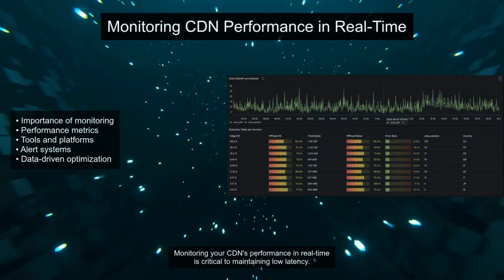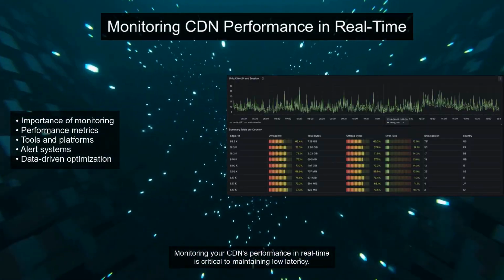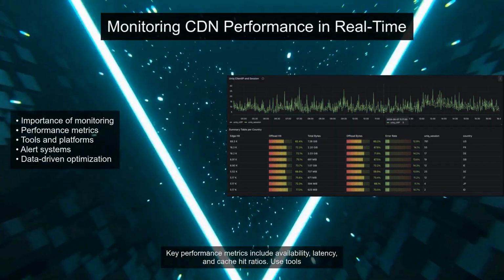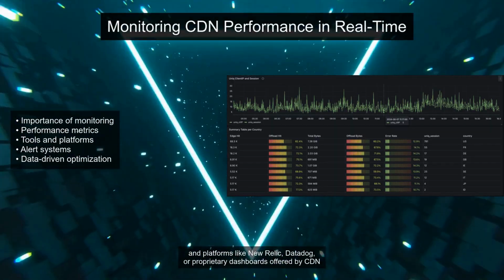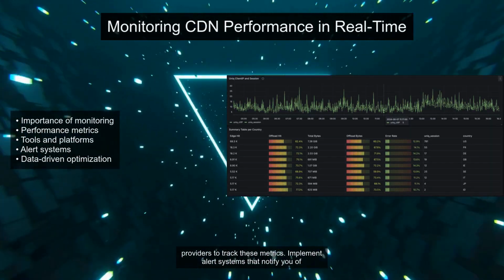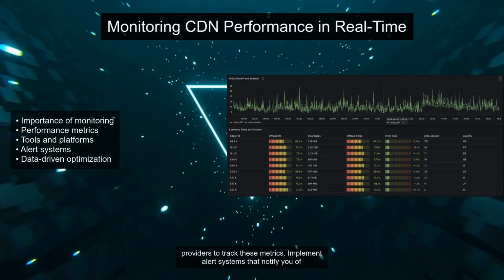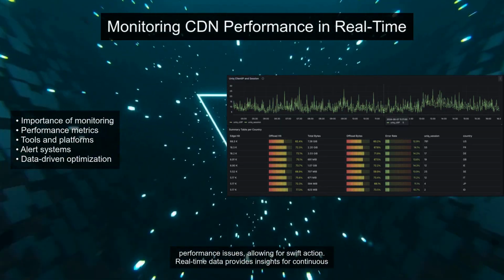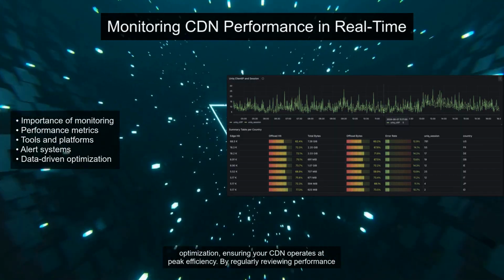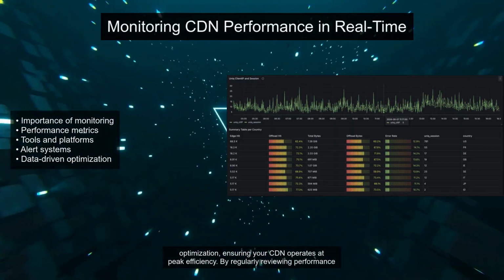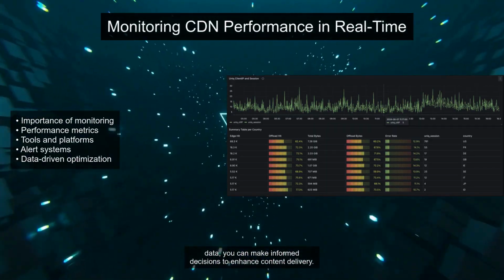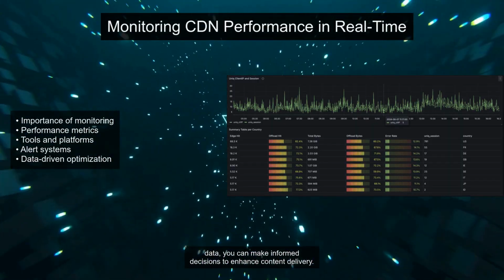Monitoring your CDN's performance in real time is critical to maintaining low latency. Key performance metrics include availability, latency, and cache hit ratios. Use tools and platforms like New Relic, Datadog, or proprietary dashboards offered by CDN providers to track these metrics. Implement alert systems that notify you of performance issues, allowing for swift action. Real-time data provides insights for continuous optimization, ensuring your CDN operates at peak efficiency. By regularly reviewing performance data, you can make informed decisions to enhance content delivery.